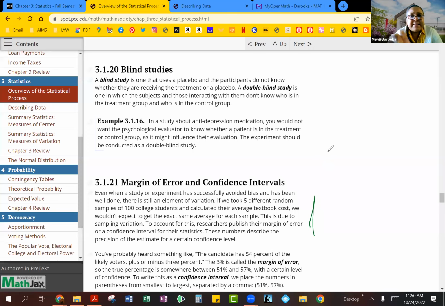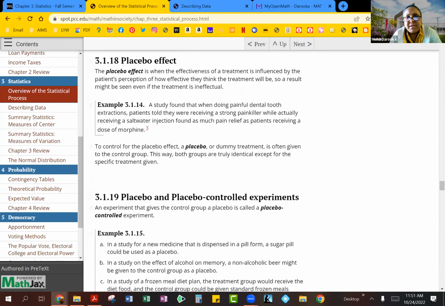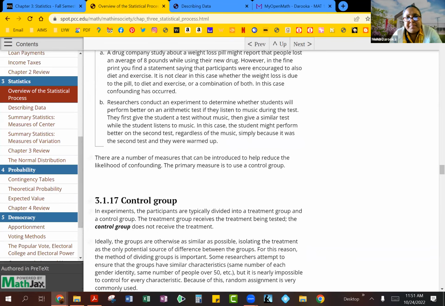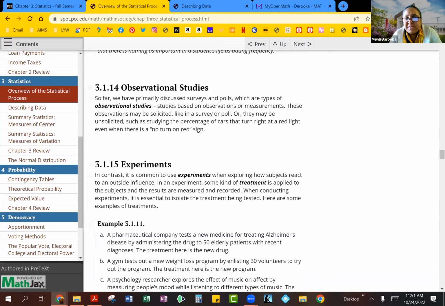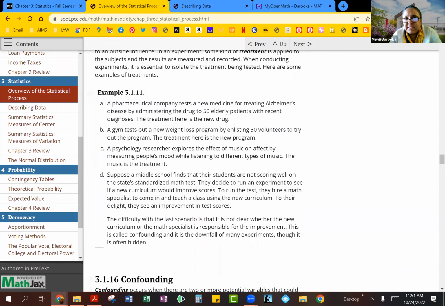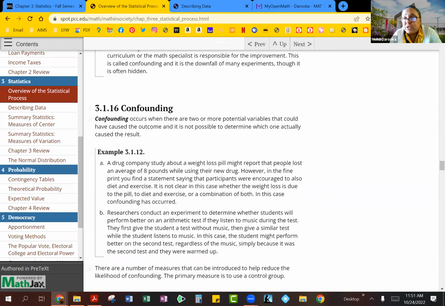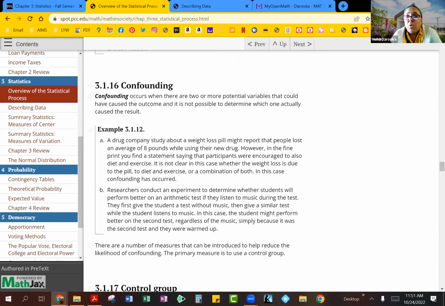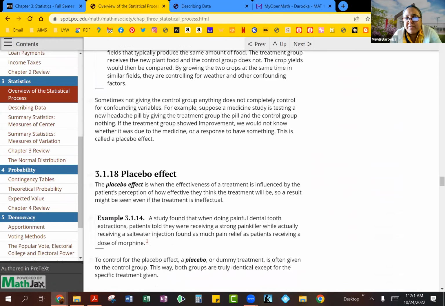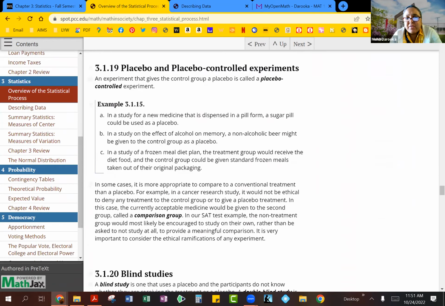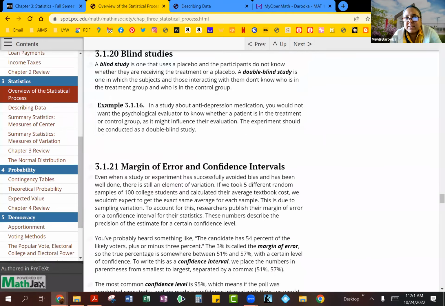So these were just basically highlighting all the different types of studies we have. So remember, you have the observational studies and experimental studies, then breaking the experimental studies down into treatment and control group, watching out for confounding variables, watching out for the placebo effect. And then, of course, the last part was talking about blind and double-blind studies.